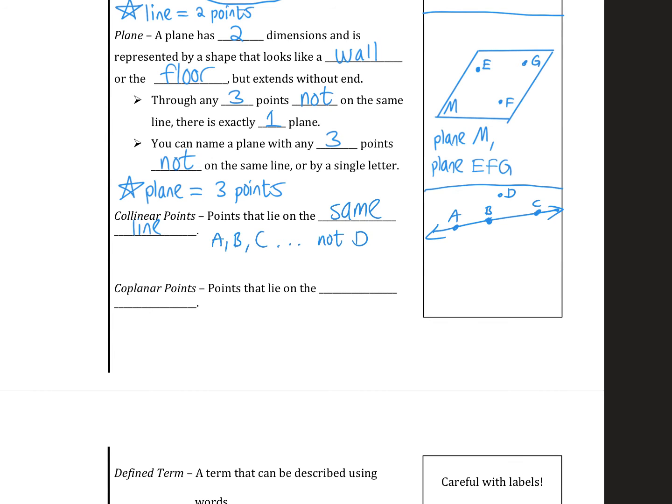Coplanar is similar. It's going to be points that lie in the same plane. So if we draw, I'm just going to sketch it this time here. If we have E, F, and G, and H is down here, it would be E, F, and G, but not H. Okay?